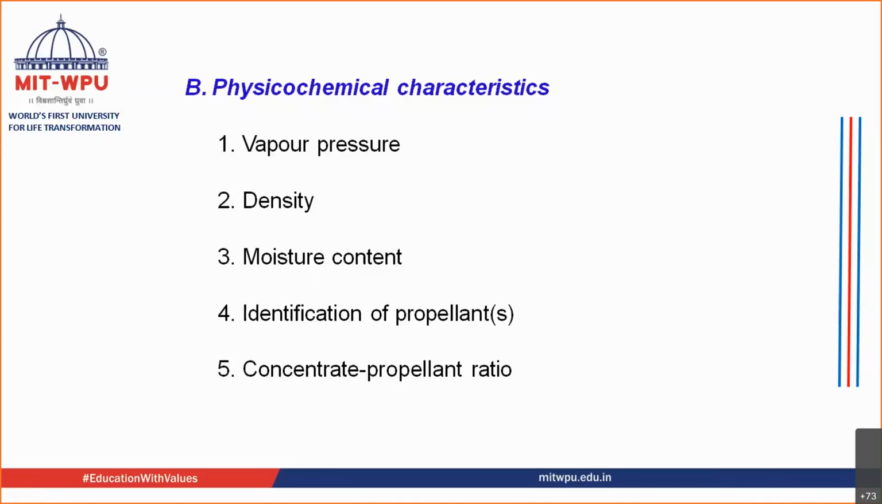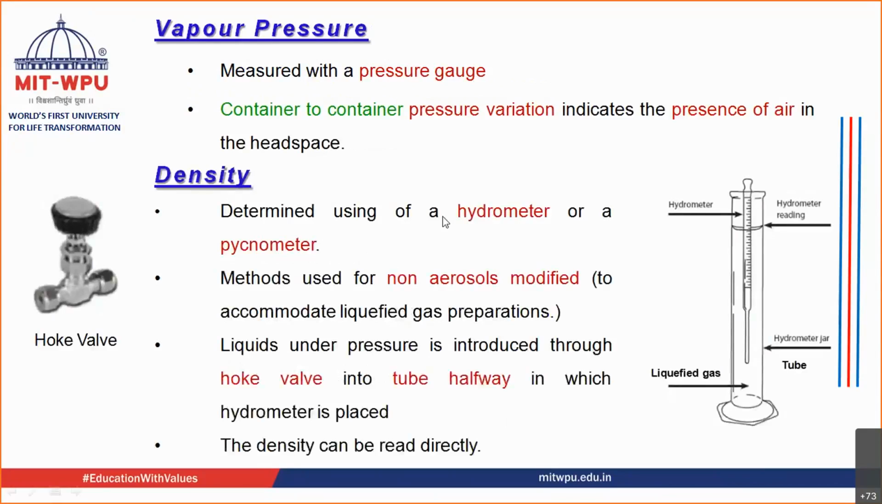The concentration ratio is 80:10. In some cases it is 80:10. You have 10% or 20% of your product concentrate, and near about 80% propellant. So whether that ratio is being maintained inside your container or not, you check with your concentrate propellant ratio. Now let us see each test in detail.